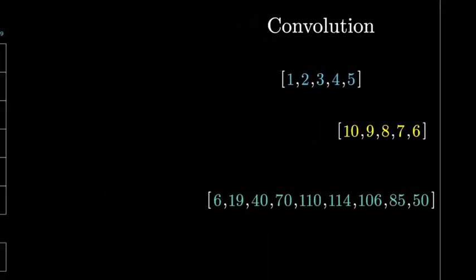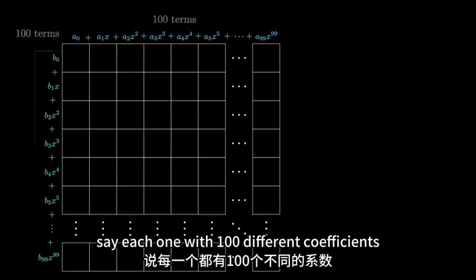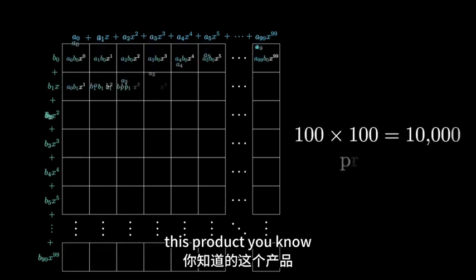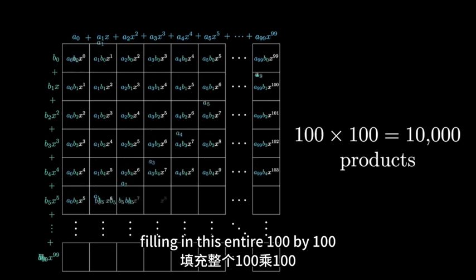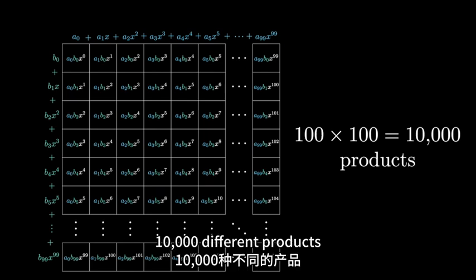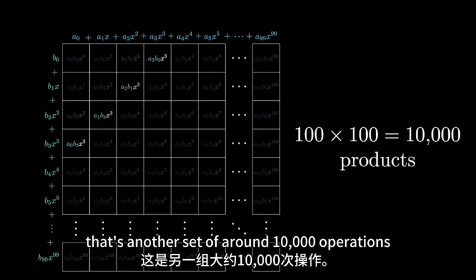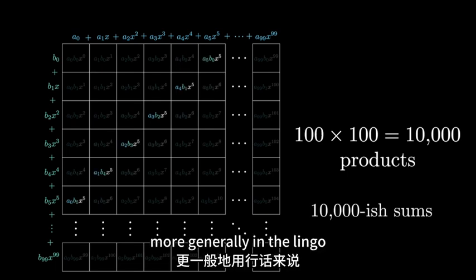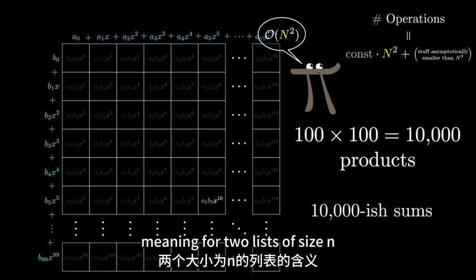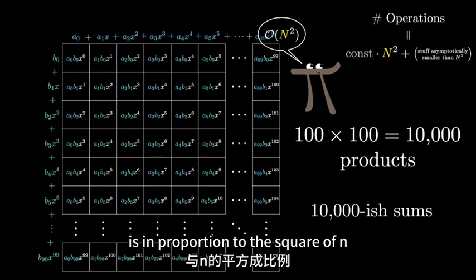I mean, computationally, it requires more steps to perform a convolution than it does to perform a pointwise product of two different lists. For example, let's say I gave you two really big polynomials, say each one with 100 different coefficients. Then, if the way you multiply them was to expand out this product, filling in this entire 100 by 100 grid of pairwise products, that would require you to perform 10,000 different products. And then, when you're collecting all the like terms along the diagonals, that's another set of around 10,000 operations. More generally, in the lingo, we'd say the algorithm is O of n squared, meaning for two lists of size n, the way that the number of operations scales is in proportion to the square of n.